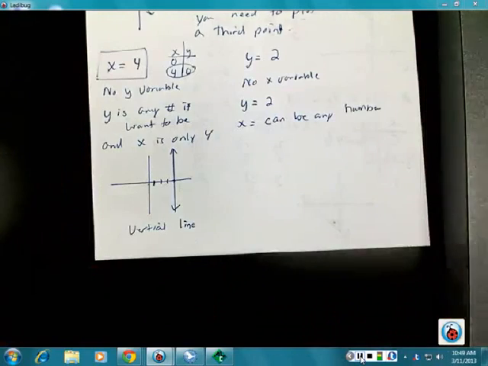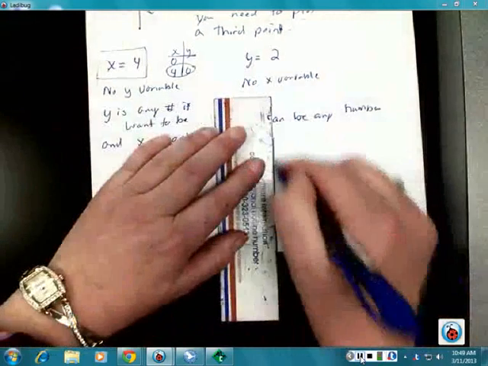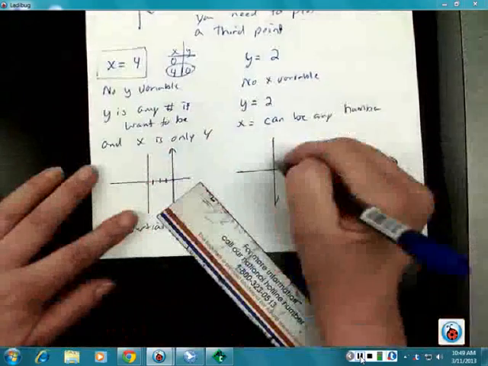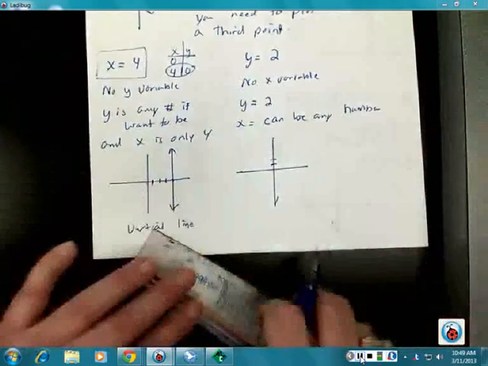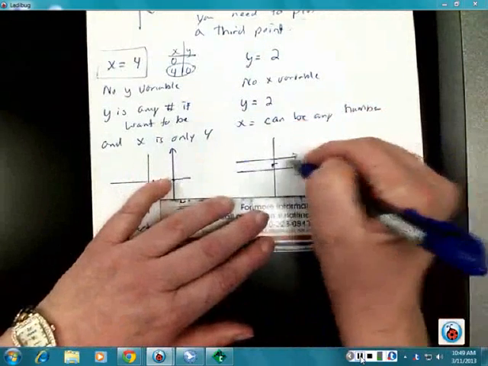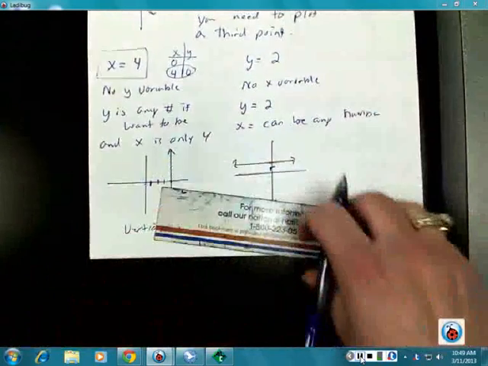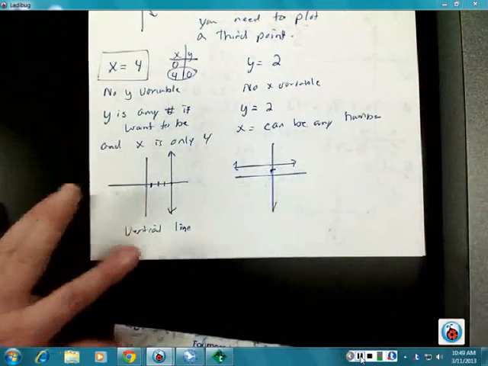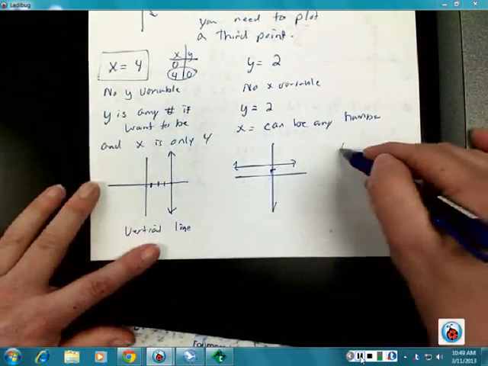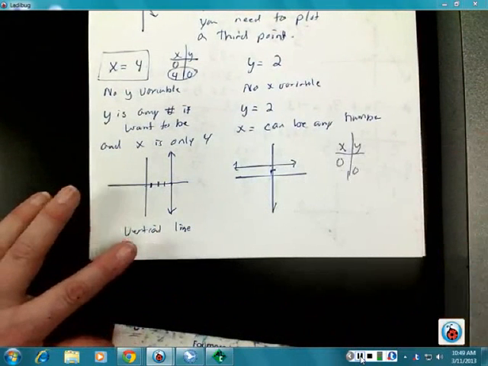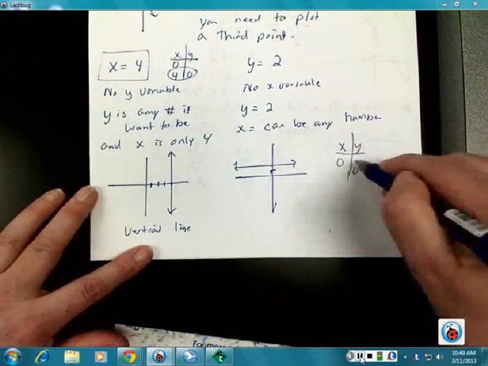So it's horizontal. If I graph this one, it's going to be up here at 2, but it's going to be a horizontal line going in this direction. Because it's a horizontal line, I know that it's going to go in that exact same spot. So again, if you try to do your intercept pieces with this one, y is always going to be 2.